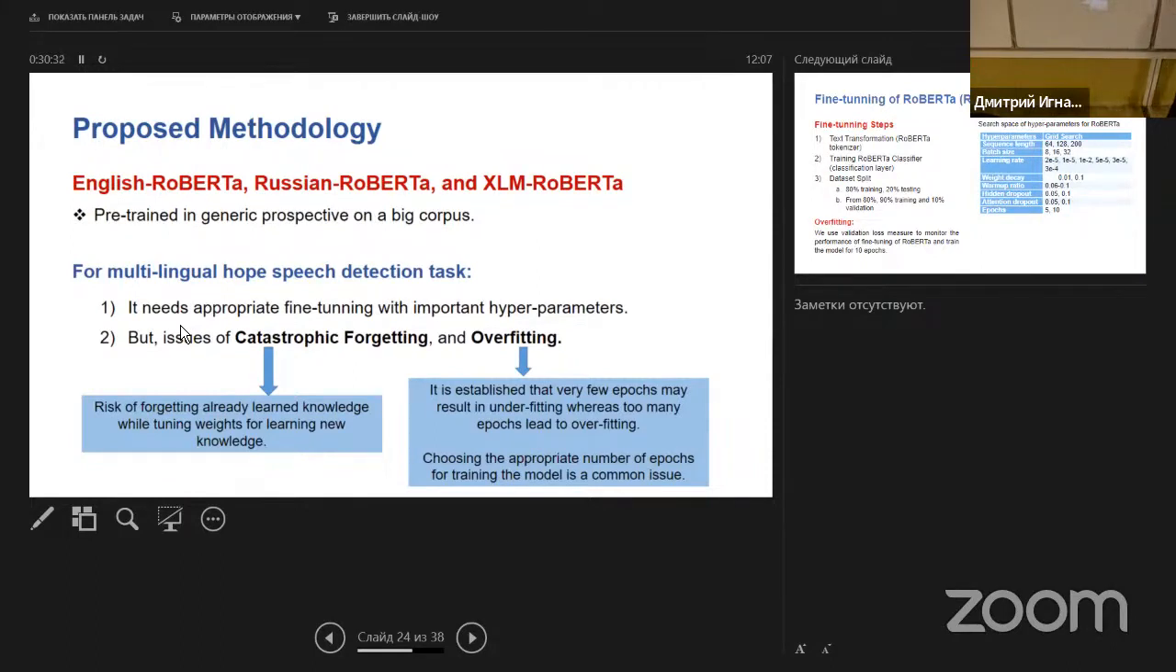And for Russian data, we apply the Russian Roberta, and for English data, we apply the English Roberta. But what is the problem with this application? These language models are trained from a general perspective. So if we want to use them for any special task, we need to perform fine tuning with hyperparameters. But there are two issues with this fine tuning. Whenever we apply fine tuning, we have to be careful because these two issues are there.